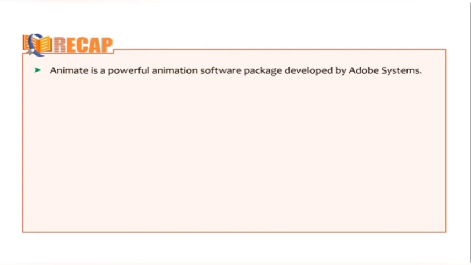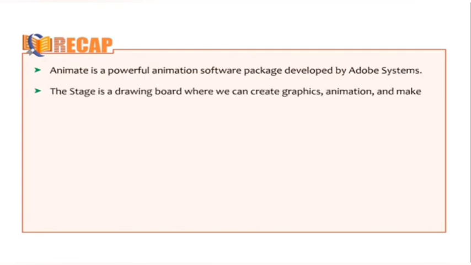Okay students, let us take a recap of this chapter. Animate is a powerful animation software package developed by Adobe Systems. The stage is a drawing board where we can create graphics, animation and make modifications in it. The default stage size is 550 into 400 pixels.